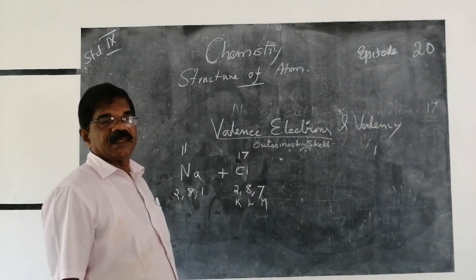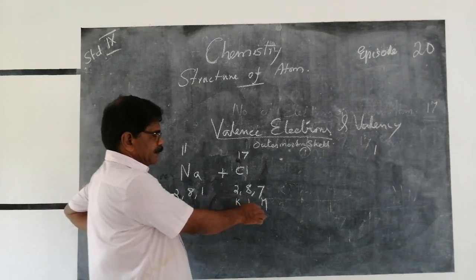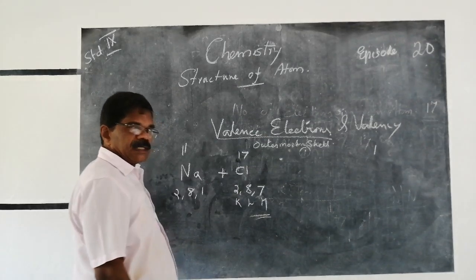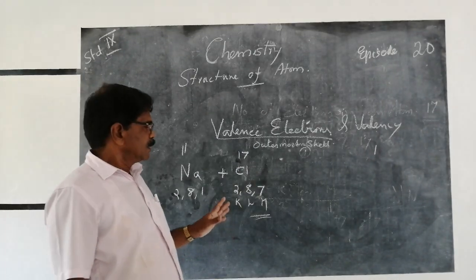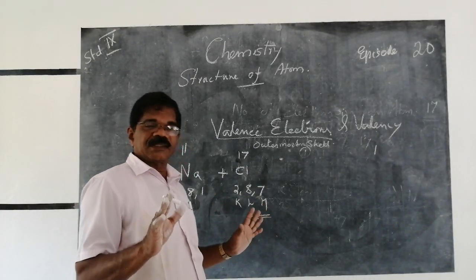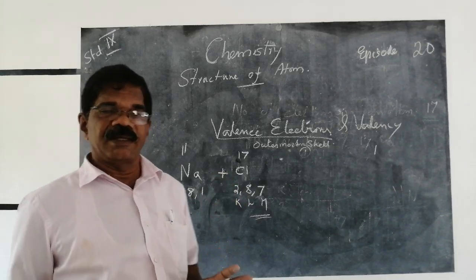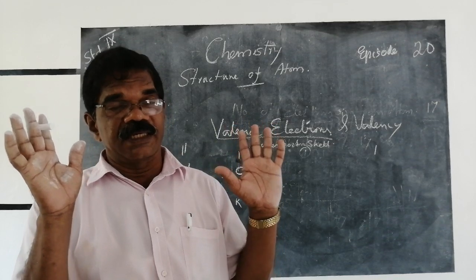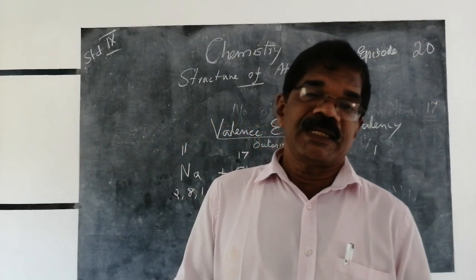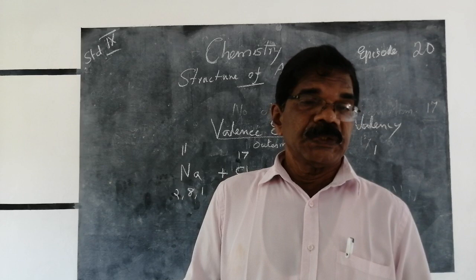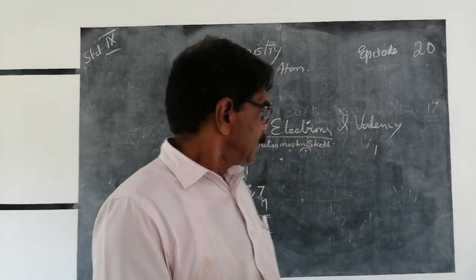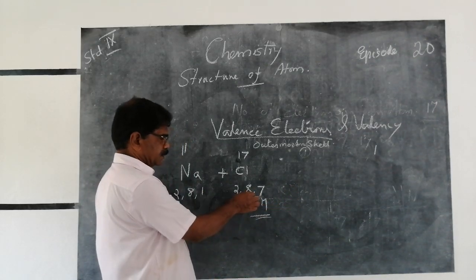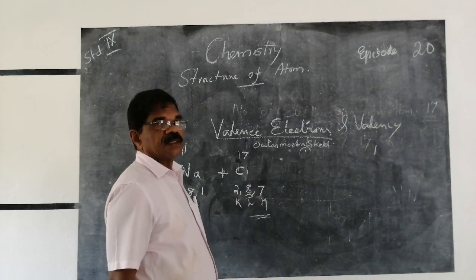What is its valency? To attain stability, chlorine has 2 possibilities. Every element has only one demand: by gaining or losing, it needs to attain stability by obtaining 8 electrons in the outermost shell. There are only 2 possibilities: either give away these 7 electrons, then it has 8, or gain 1 electron.